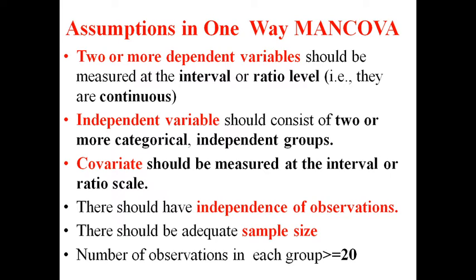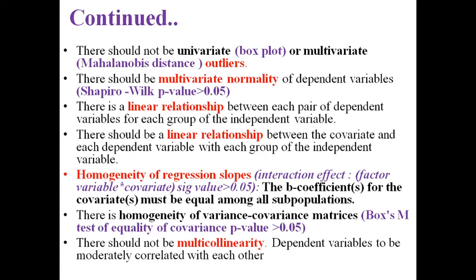One of the assumptions is that the number of observations in each group, each level of the independent variable, should be greater than or equal to 20. The next is there should not be univariate or multivariate outliers in the data. Univariate outliers will be checked by box plot and multivariate outliers will be checked by Mahalanobis distance. Now there should be multivariate normality of dependent variables. It is difficult to find multivariate normality, so we will check univariate normality of the dependent variables, and we will find the Shapiro-Wilk significance value. If it is greater than 0.05, then we can say that the data is normally distributed.